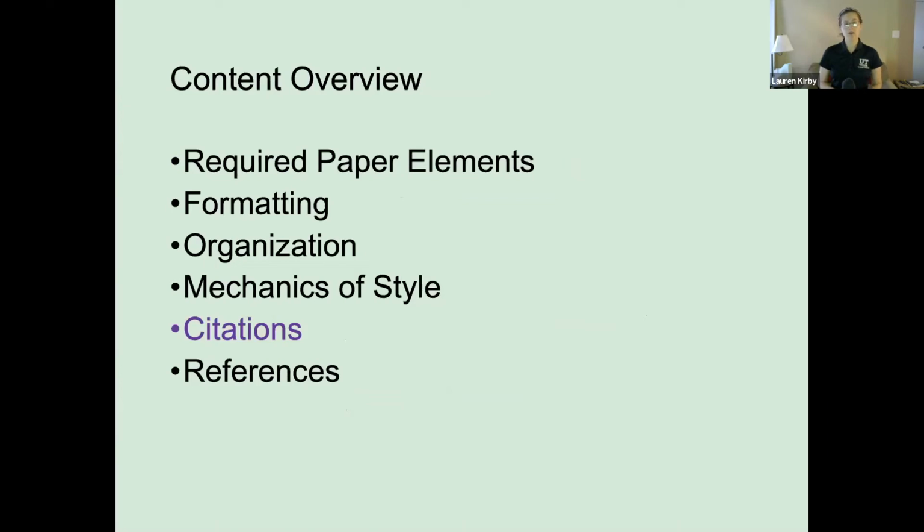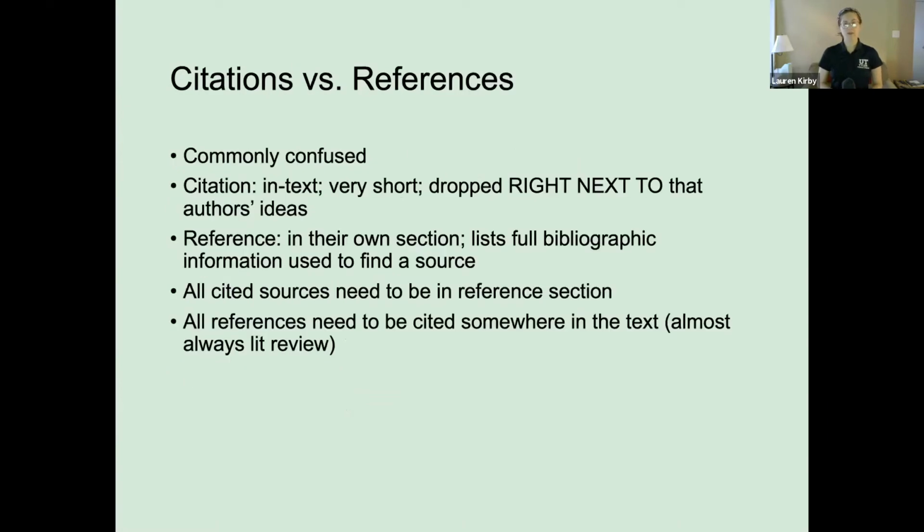So now we're moving on to citations. But first, I want to distinguish those from references. These are commonly confused words, even on websites like Google Scholar, even in your research methods textbook, but not so much in your APA manual. I see this done wrong all over the place.